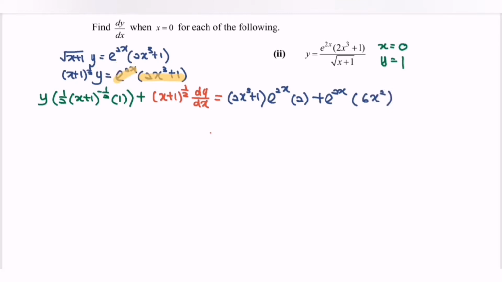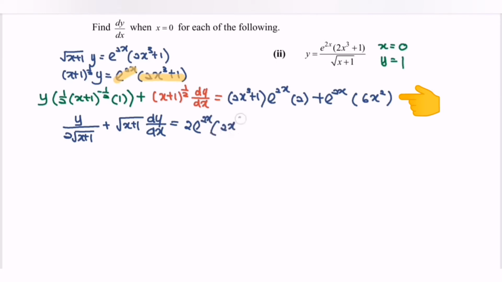So simplify the situation where we will have y over 2 square root of x plus 1 plus square root of x plus 1 dy/dx equals 2e to the power of 2x (2x to the power of 3 plus 1). Finally, plus 6x squared e to the power of 2x.